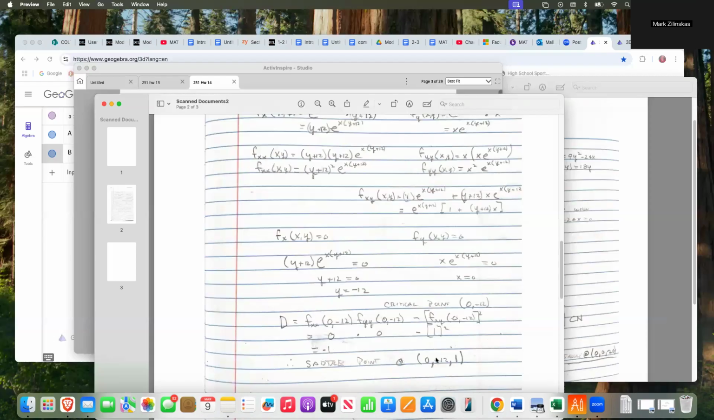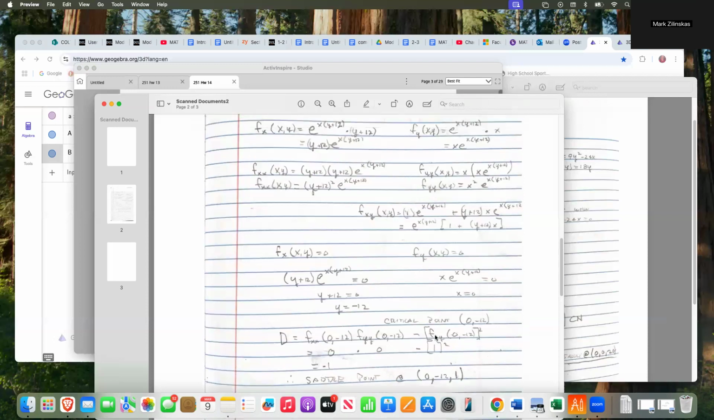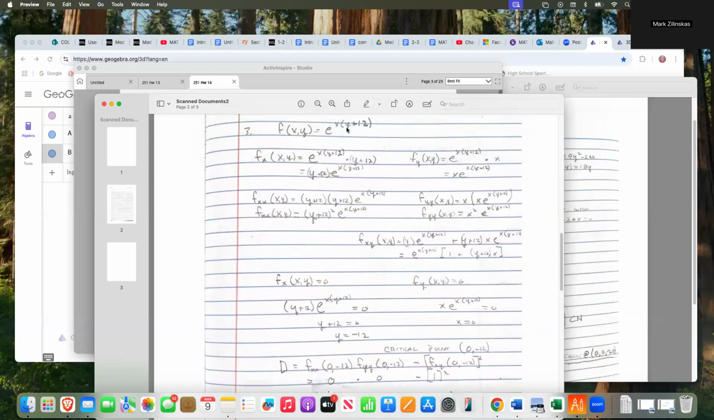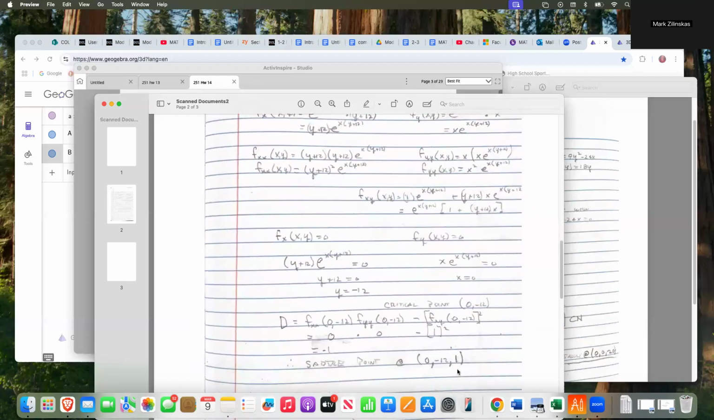All we need to do to finish that up is to find the z value. I just substitute in 0 and negative 12 in the original equation, and when that happens, I get 1. I'm not going to go over all those substitutions. I think you can do that, substituting these values into the appropriate equations. And same with this, this goes in the original, and that's where the 1 is coming from.